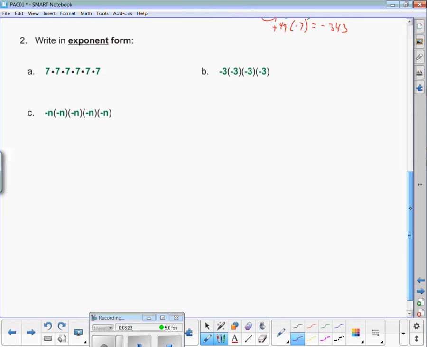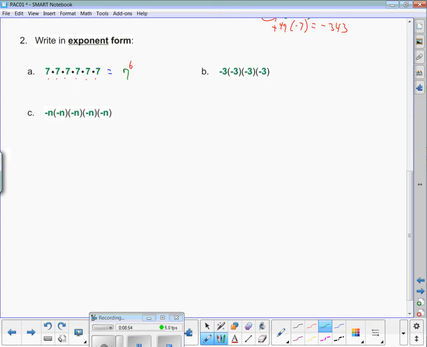All right, number two, write in exponent form. Exponent form is simplistic. It means you want to use it as a base with an exponent. So we have 7 times 7 times 7 times 7 times 7 times 7. What is the base? 7. And how many times is the base multiplied times itself? 1, 2, 3, 4, 5, 6. 6 times. What's your exponent? 6.